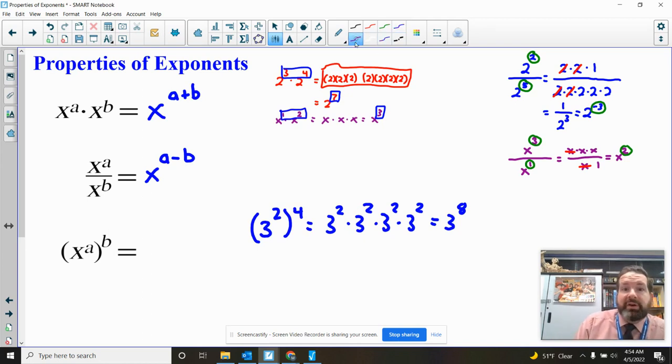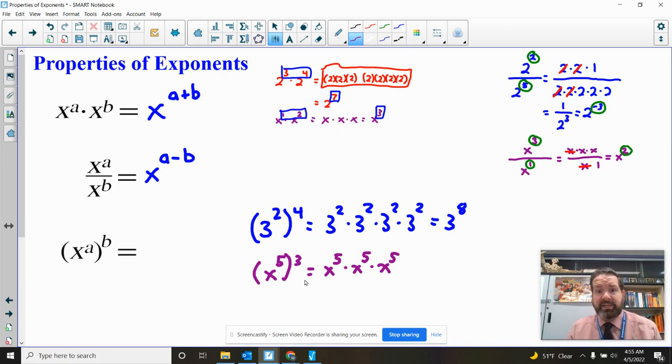Let's do another one with variables. How about x to the 5th to the 3rd? Let's see what we got. So that means I have x to the 5th times itself again, a total of 3 times. That's what that outside exponent tells us to do. Apply our first property. 5 plus 5 is 10, plus 5 again is 15. We end up with an x to the 15th.